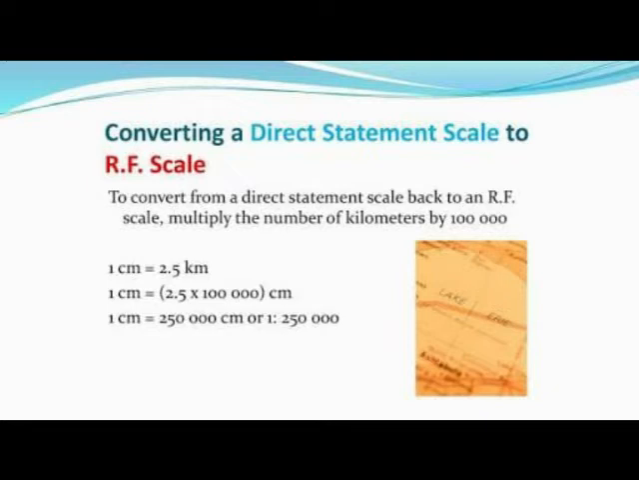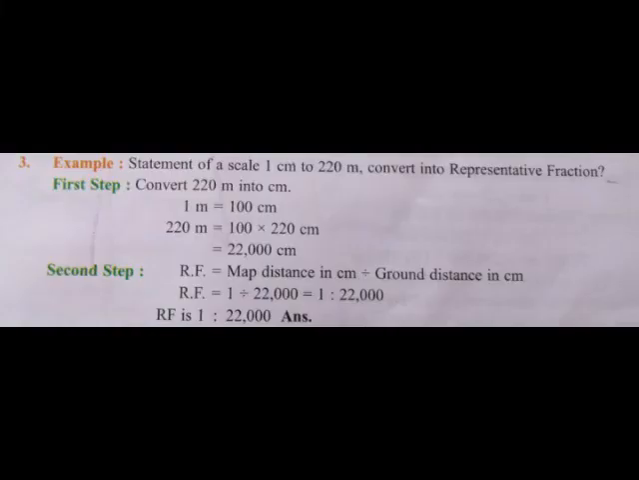Now see the example, 1 centimeter is equal to 2.5 kilometers. Now as the units have to be the same, 2.5 will be multiplied by 1 lakh, which will change to centimeters, and hence it will become 1:2,50,000 centimeters, which is expressed in the form of a formula, that is the distance on the map upon distance on the ground. Now in the next example, you can see the conversion of a statement scale, that is 1 centimeter to 220 meters. We have to convert it into a representative fraction.